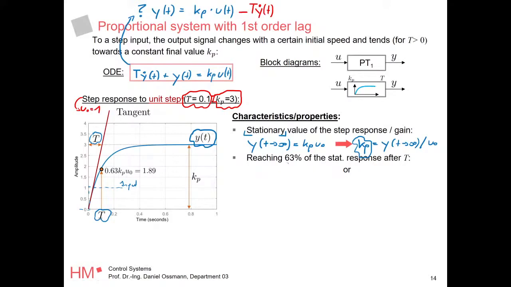Then, reaching 63% of the stationary response happens exactly after this time constant. Mathematically this means y of t is nothing but 63% of, so what's the stationary response? Obviously y of t, but y of t is Kp times u0.